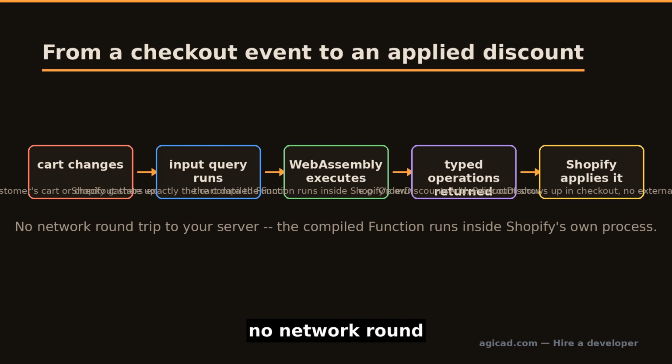There's no network round trip to an external server in that loop at all, which is the whole reason Functions can run inside a checkout's tight time budget.